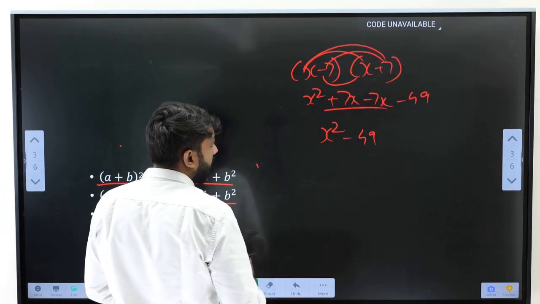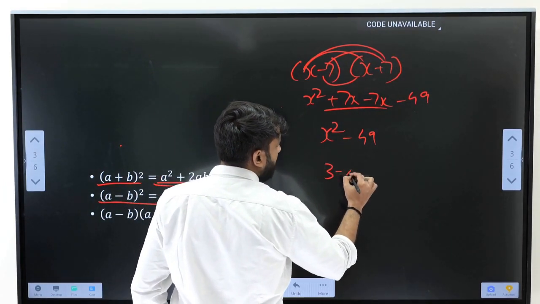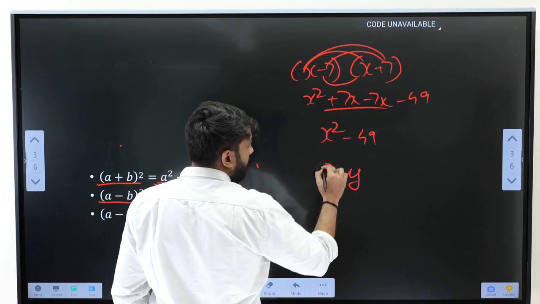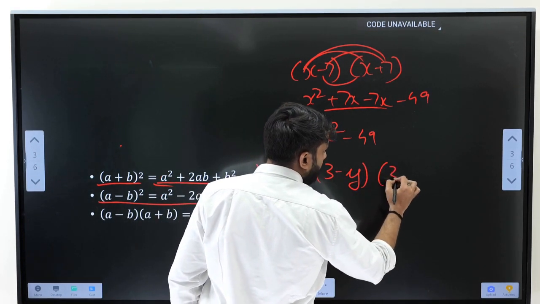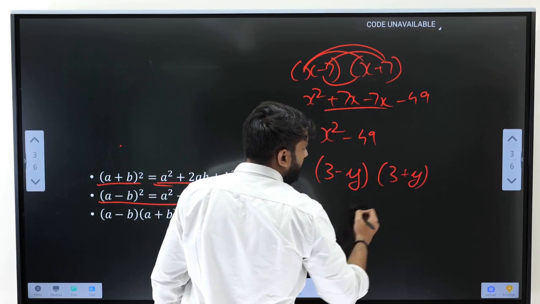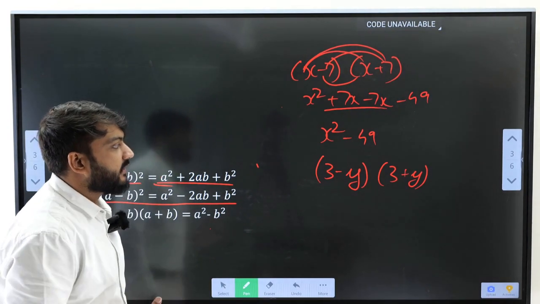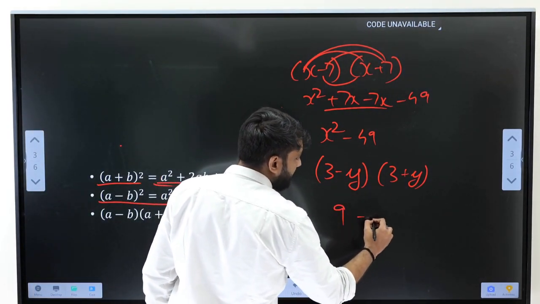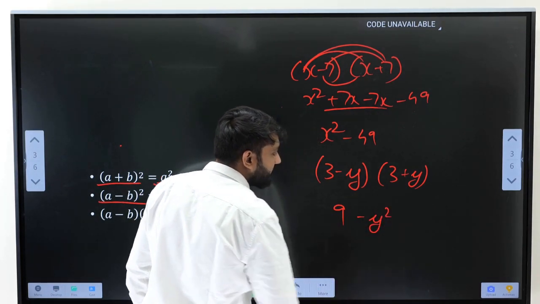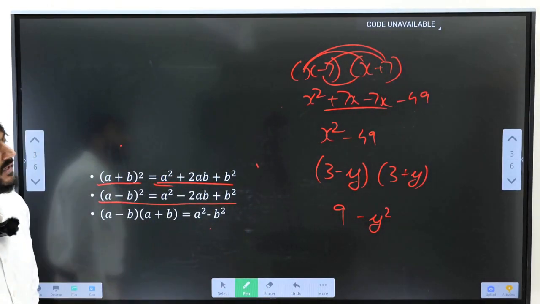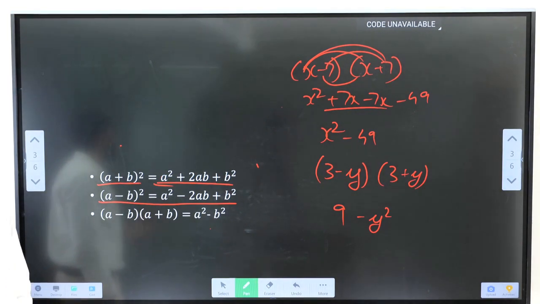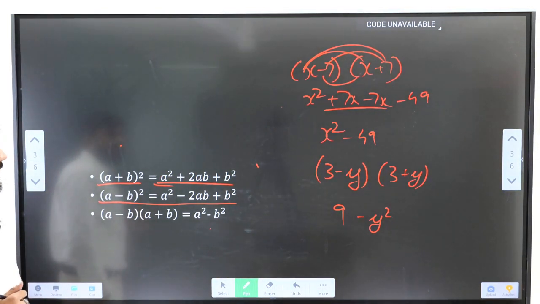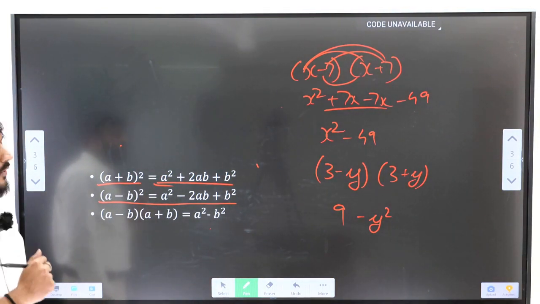Let's look at one more. Let's say I had (3 minus y) into (3 plus y). I know I just need to square up 3, which is 9, and then square up y, which will be y square, and then leave a negative sign in between. 9 minus y square will be the expansion of (3 minus y) into (3 plus y). Saves a lot of time, a lot of effort, and a lot of space.